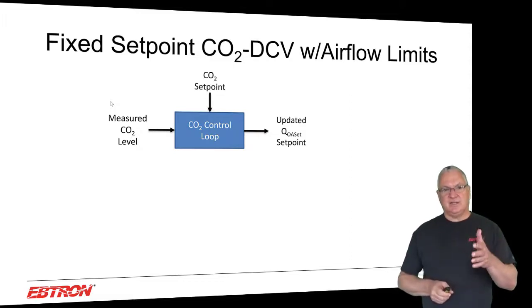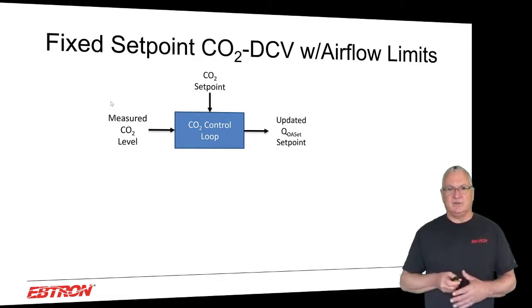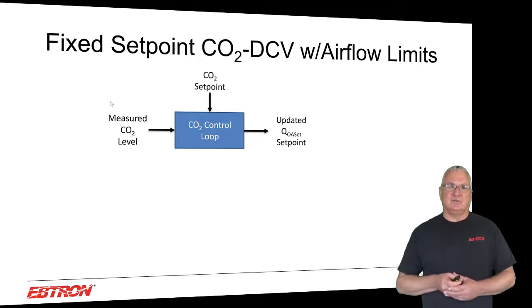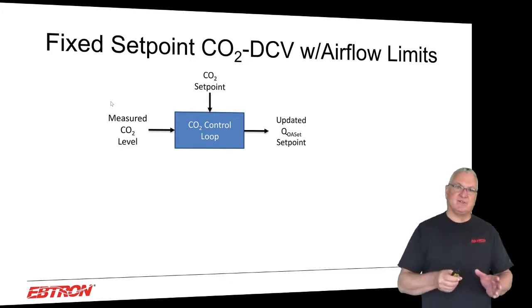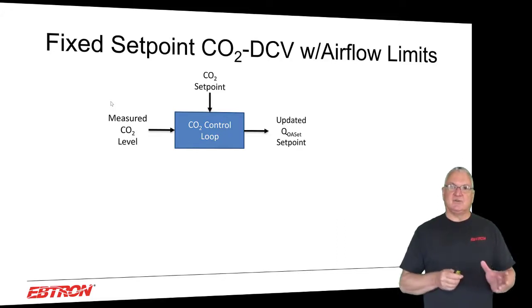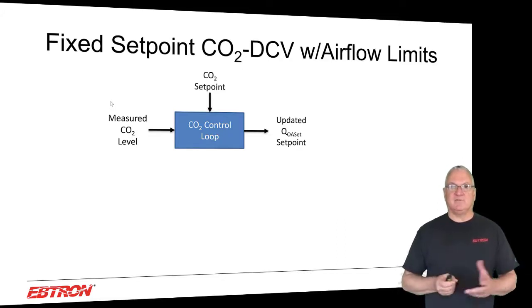So you measure the CO2 level, you have a CO2 set point, it goes into your CO2 control loop, and the output of that control loop is an airflow set point. Just like I said with the VAV box for temperature control, temperature goes into a control loop that outputs an airflow set point for your VAV box. It doesn't modulate any dampers directly.